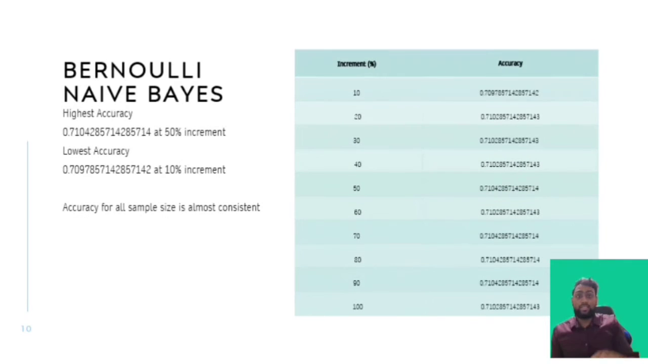Let's move on to the next and last model that I trained with different data sample sizes. The highest accuracy for Bernoulli naive Bayes is 0.71042 at 50%, and the lowest accuracy was achieved at 10%, 0.7097. But unlike the decision tree and logistic regression, Bernoulli naive Bayes is quite different. As you can see, the accuracy is almost consistent after it reached 50% until the subsample of 100%. The accuracies are almost similar.